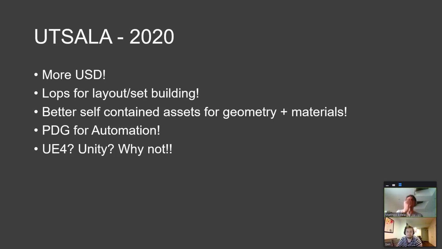So that was all 2019. What can we improve about the pipe in 2020? Well, there's quite a few things. We're definitely sticking with USD, and we plan to move our set building out of Maya and into Solaris. We want our assets to be more self-contained and reusable. We want to leverage PDG to do some of the heavy lifting, and we want our assets to be ready for real-time use.